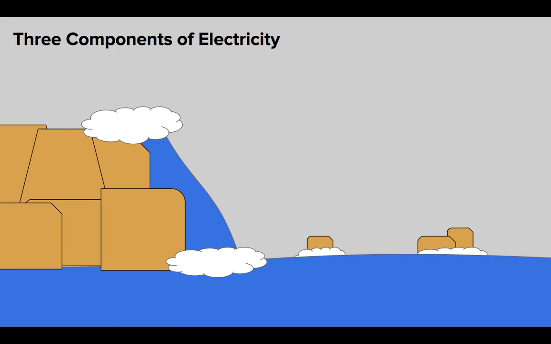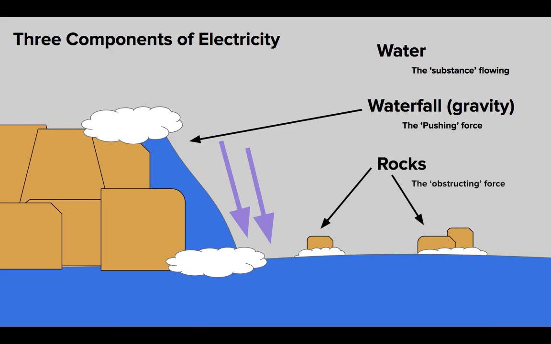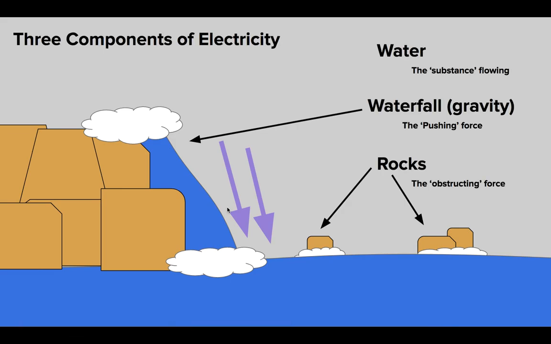So we talked about three components of electricity. A very common analogy to explain electricity is called the waterfall analogy. In a waterfall you obviously have water, which is the substance that's flowing. You have the waterfall itself, which is gravity, which pushes the water down the waterfall. And then you have rocks. Those could be the obstructing force. You may have rocks below the waterfall. You may have rocks throughout the waterfall, or branches or trees or anything like that.